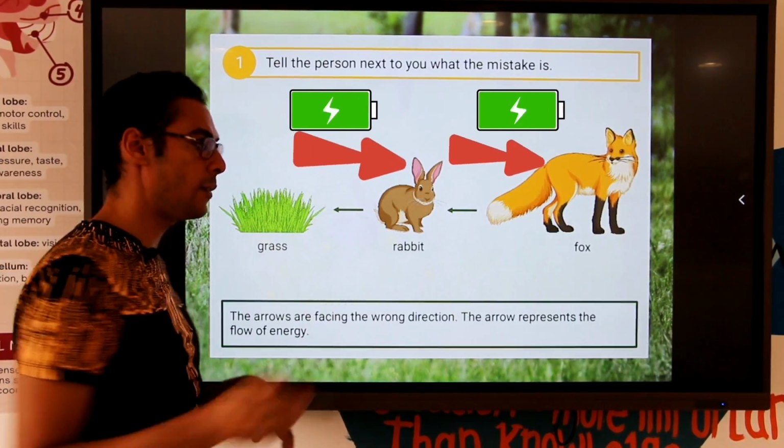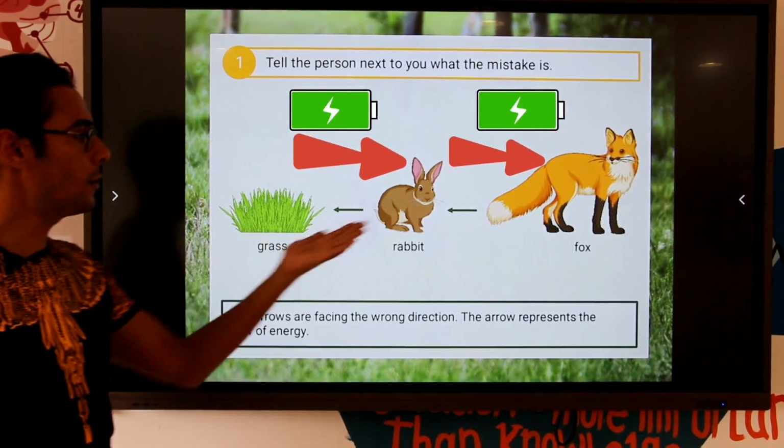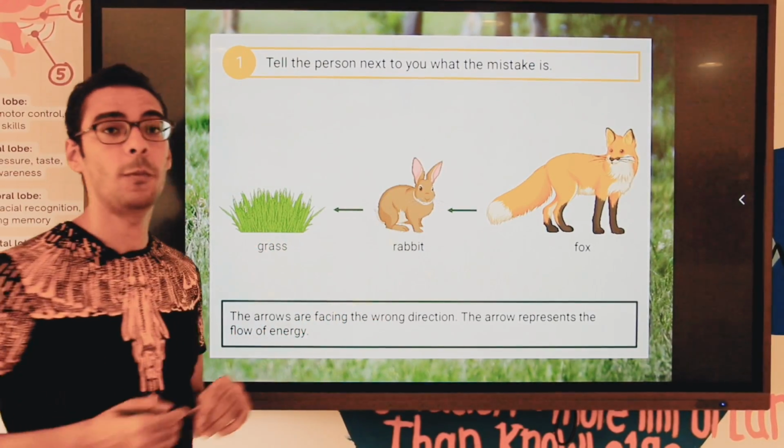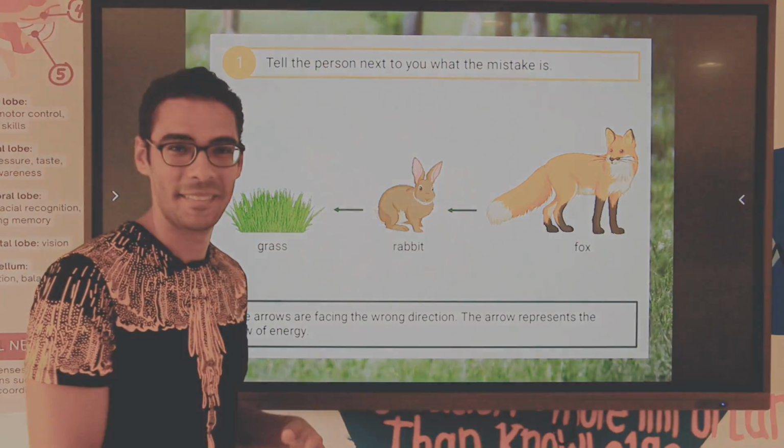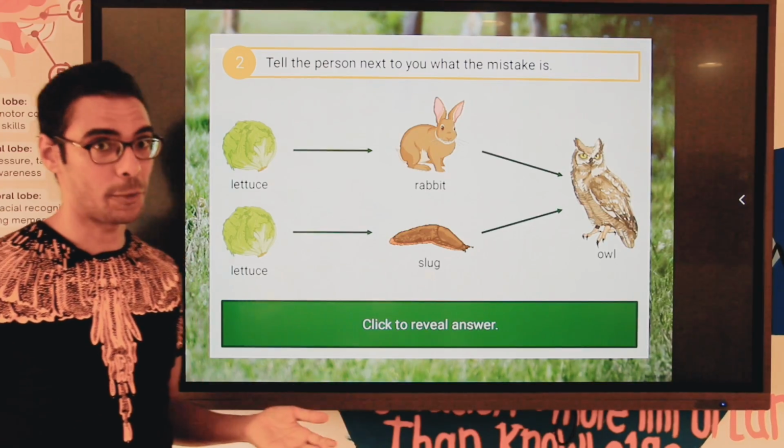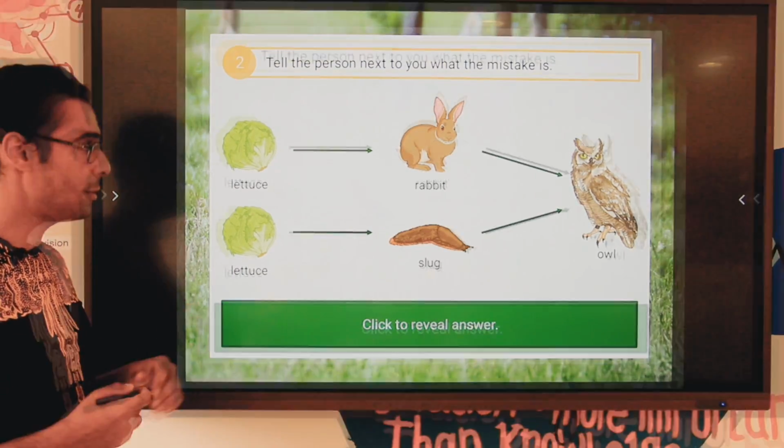So let's click to reveal the answer. We're going to find it, the arrow's direction. The direction of the arrows was the mistake in this activity. Let's pass to the next level. The next level here is a little harder. So let's think together how to solve it.